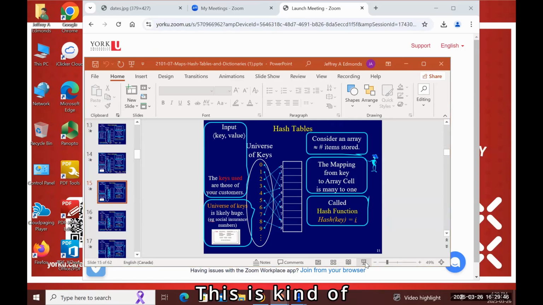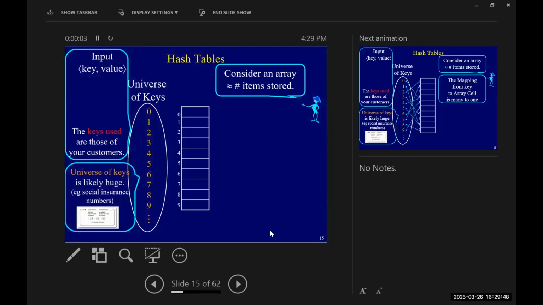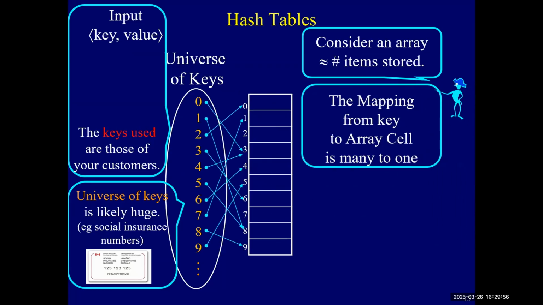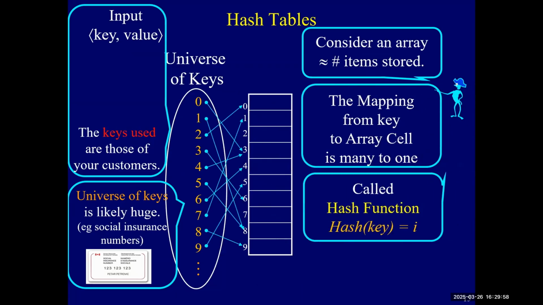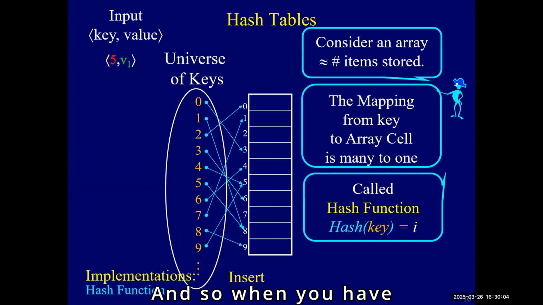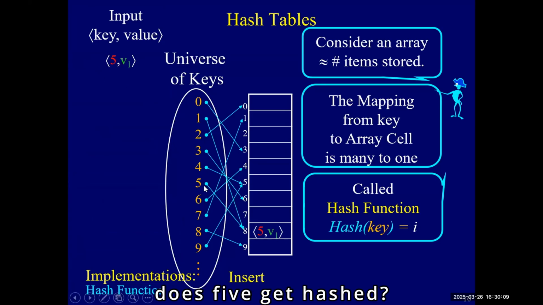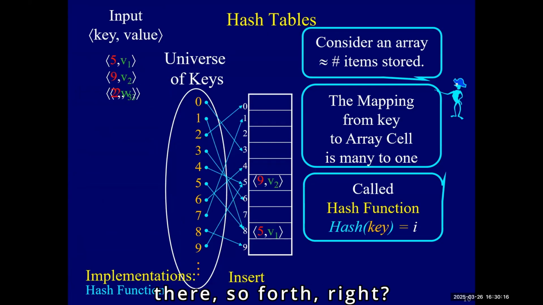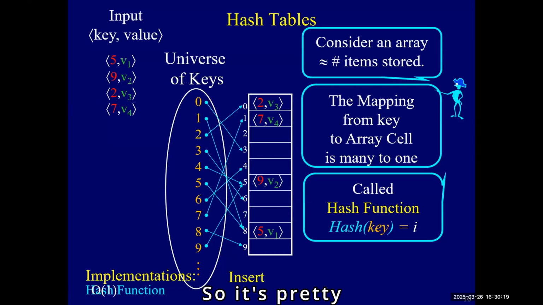This is kind of where we were, right? All right, so there's our random hash function. It takes every key and maps it to an integer, and so when you have something to insert, you just hash it somewhere. Where does 5 get hashed? It gets hashed there. Where does 9 get hashed? 9 gets hashed up there, and so forth. So it's pretty straightforward, and you can do it all in constant time.